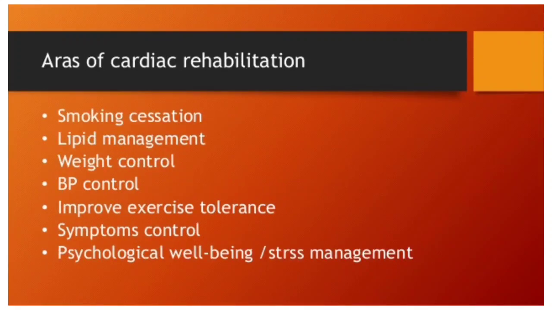Areas of cardiac rehabilitation: smoking cessation, lipid management, weight control, BP control, improve exercise tolerance, symptoms control, psychological well-being, and stress management. These are the areas in which cardiac rehabilitation should be done. We will see whether BP is controlled or not, exercise tolerance improved, and symptoms controlled or not.